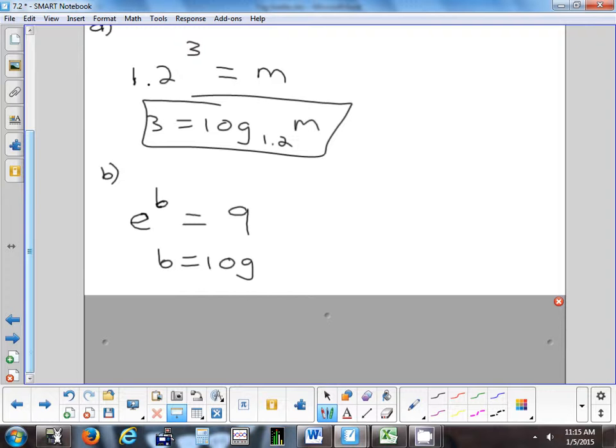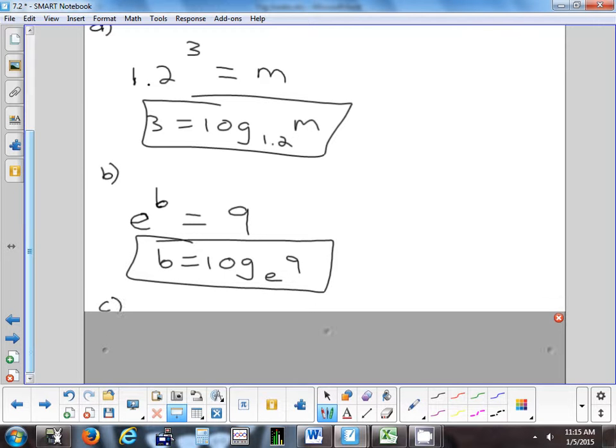Okay, so we got our b. Now we just need to decide on the base and the argument. Okay, what's my base here? E, yeah, e. And now the only thing left is the 9. Okay, any question on that one?